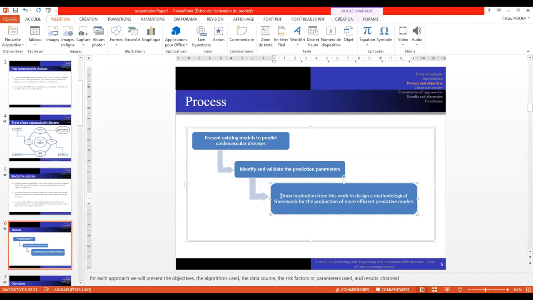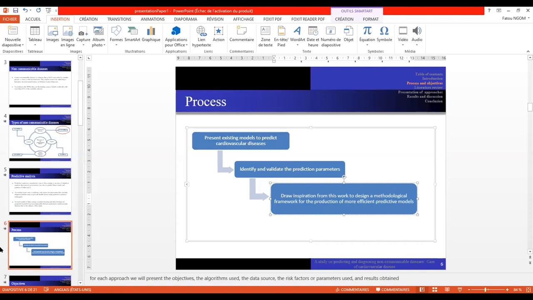And if you have identified the parameter, we can draw inspiration from this work, the work presented in the first step. We can take inspiration from this work to design a methodological framework for the production of more efficient predictive models.